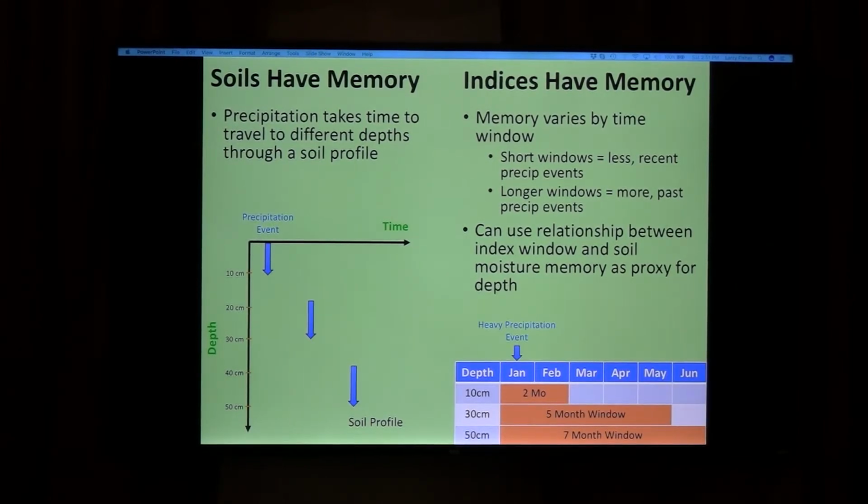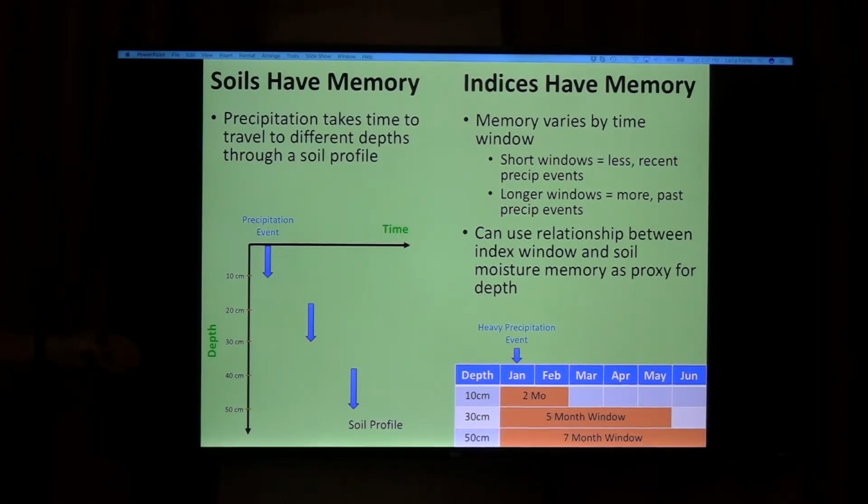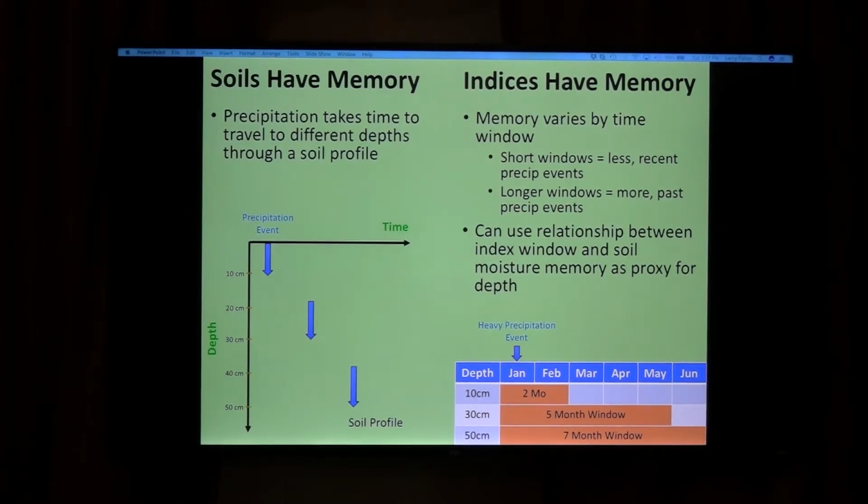So another way of saying that is if I have some heavy precipitation event that falls in January, something that would puncture down to a deep depth. If I'm using a 2-month window during the month of February, I'm still going far enough back in time that I can probably still capture that January event. And then as I move down deeper and deeper into the soils, I can use longer windows back in time to still hopefully capture that event as it's moving down through the soil.